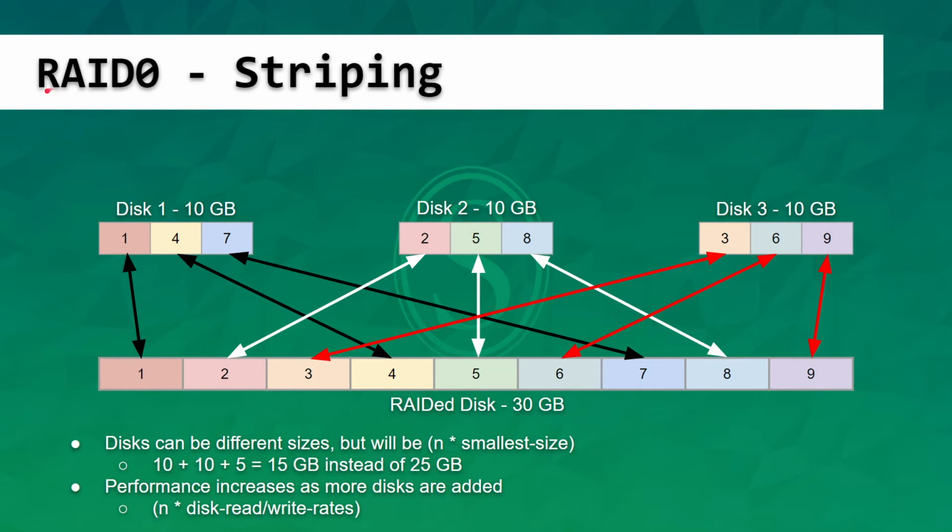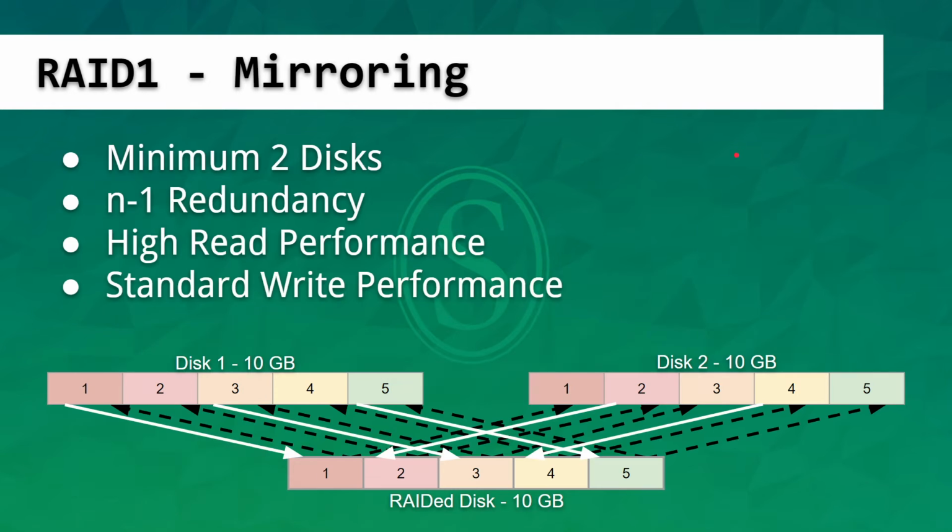But again, a RAID is a redundant array, and array means multiple. They can be different sizes, but the capacity is limited by the smallest, and the performance increase is n times the disk read/write rates. And again, it's the slowest write rate. So RAID 1 is mirroring. We need 2 disks for this, and that provides n-1 redundancy.